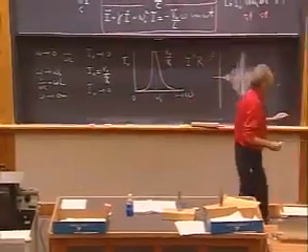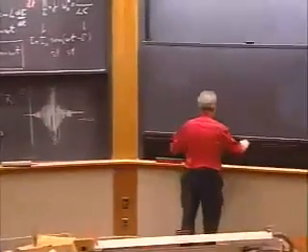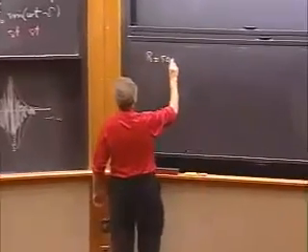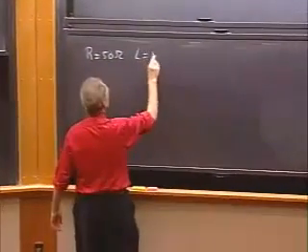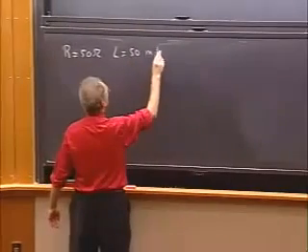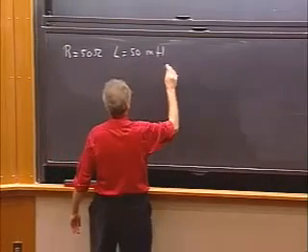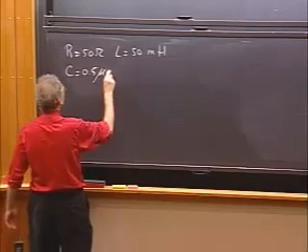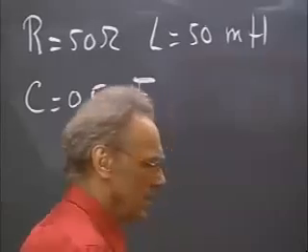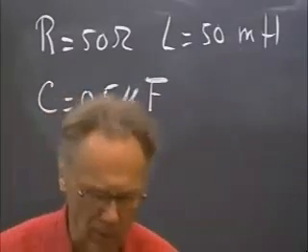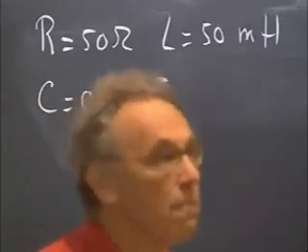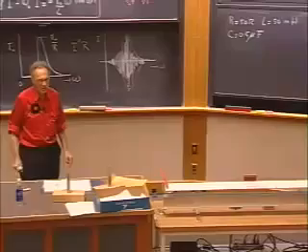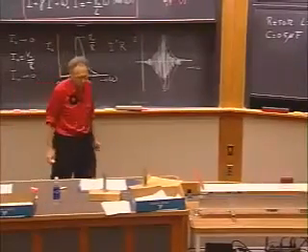So I will give you the values that we have chosen. R equals 50 ohms. L equals 50 millihenry. And we choose C, 0.5 microfarad, which is substantially higher than what we did before. And we choose C so high because we want a low Q system.